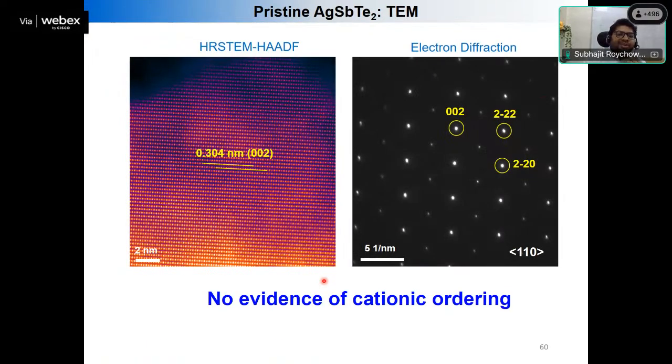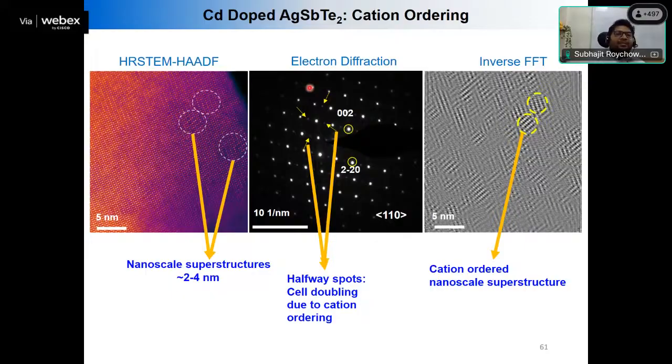Then we want to visualize that by using TEM. So first we did the pristine AgSbTe2 and we didn't observe any ordering in the pristine sample. But when we did the same for the cadmium-doped sample, we observe a nanoscale superstructure formation as well as cell doubling due to cation ordering. So this all gives the indication of cation ordering in the cadmium-doped sample.